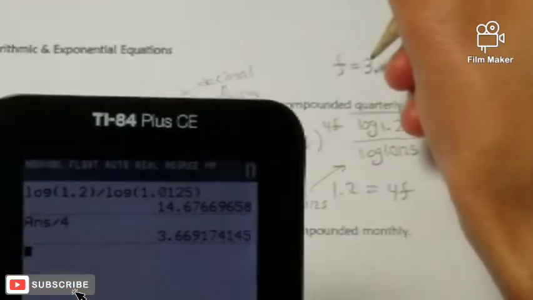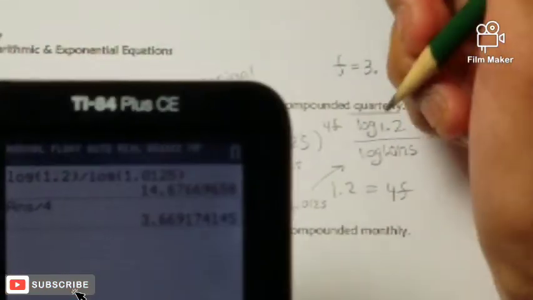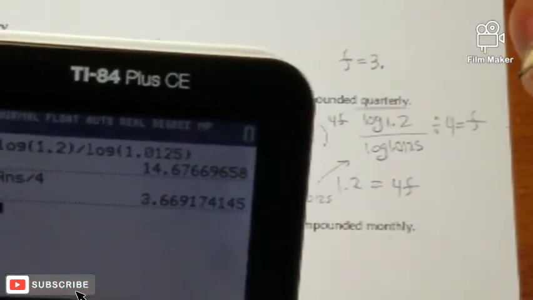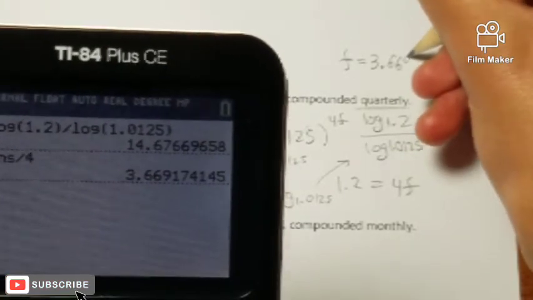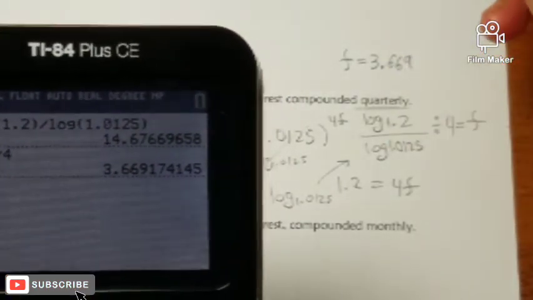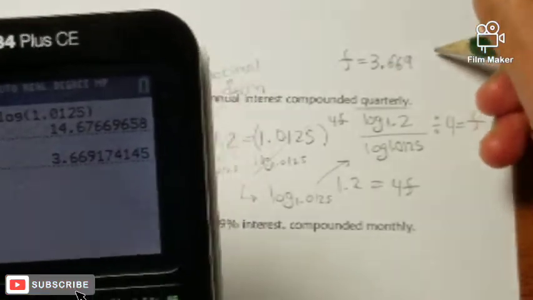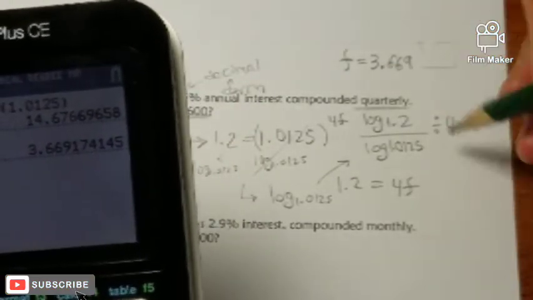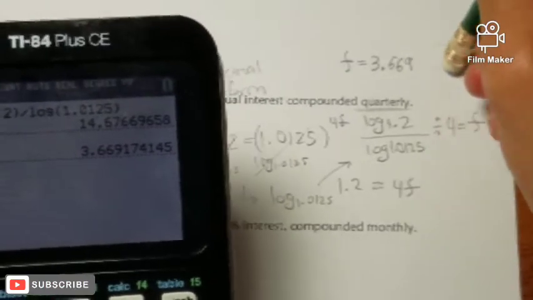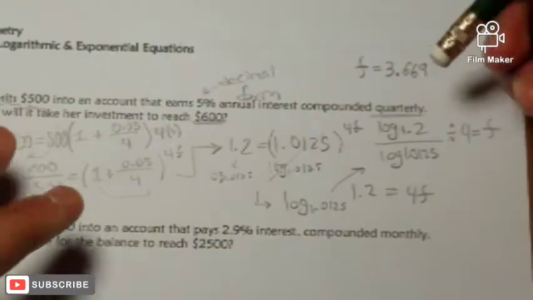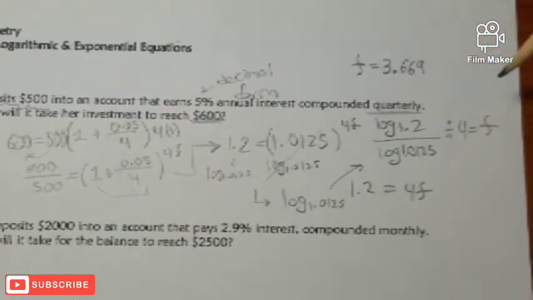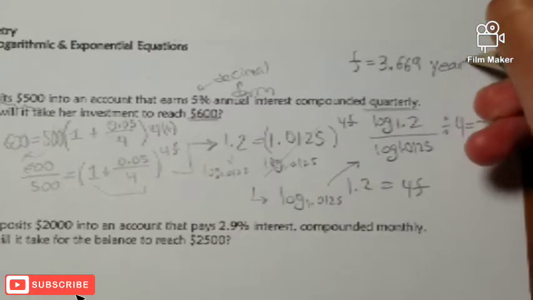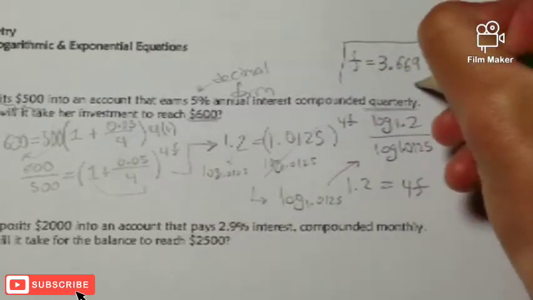But 3 point, from this right here, kind of hard to see. 3 point. No, it doesn't count. 3.669. 3.669. And then remember, you have to put your units. Units here, time. So the time is years. Final answer for this first question.